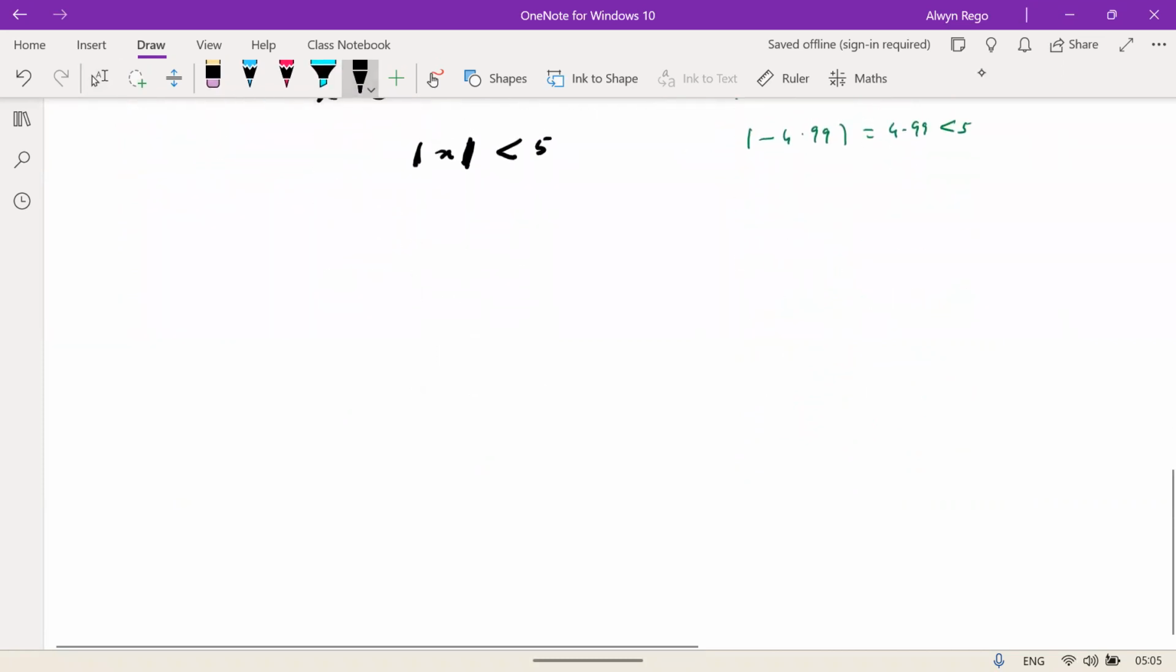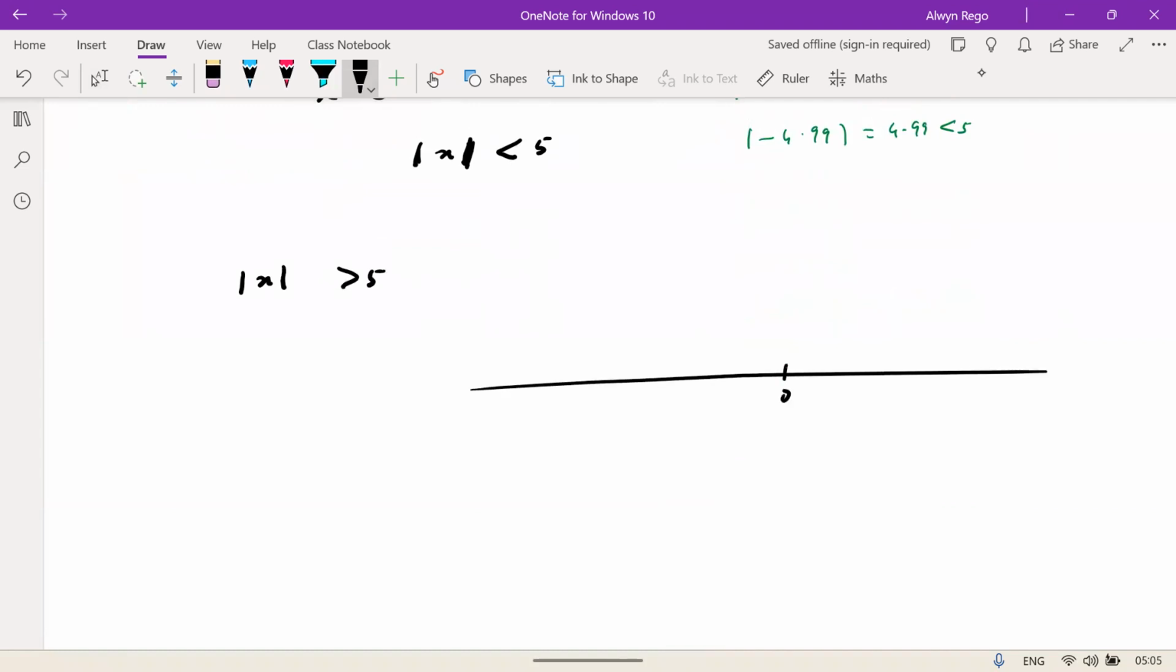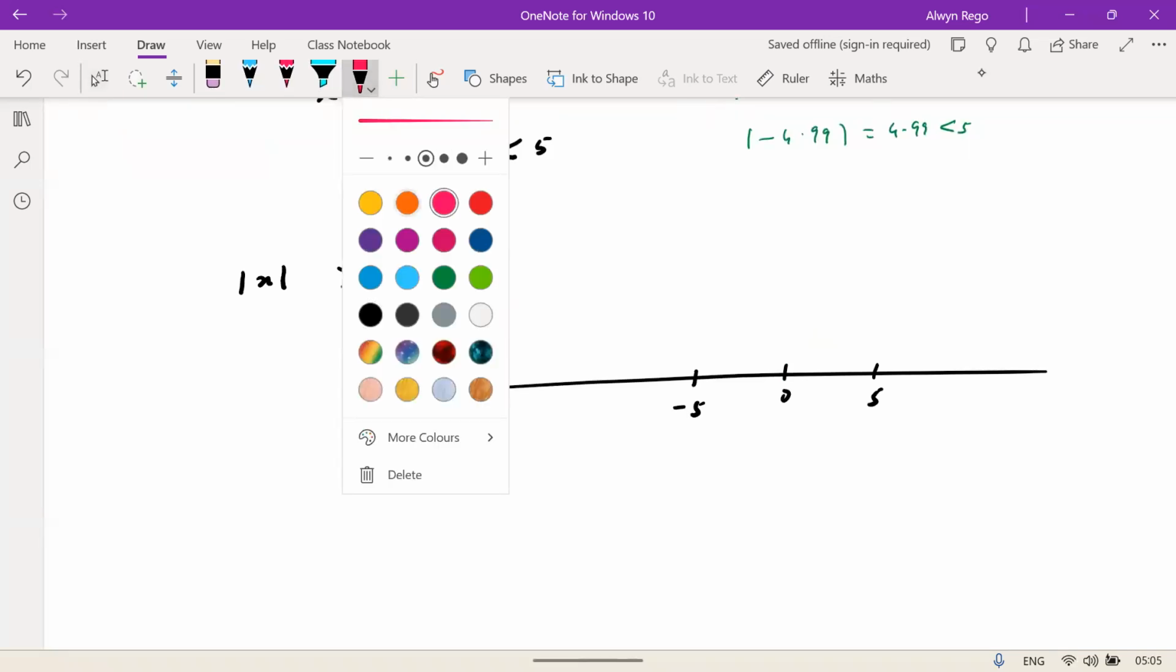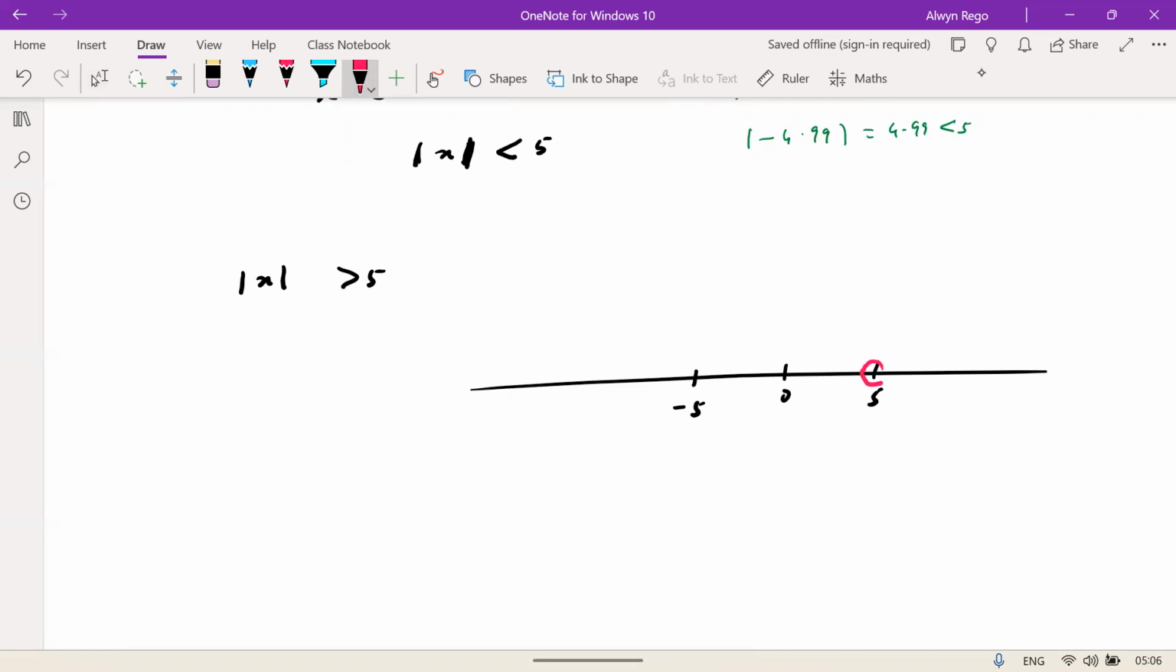Now coming to absolute value of x is, let's say, more than 5, for example. So this is 0, this is 5, this is -5. What are the values of x which enjoy the absolute values to be more than 5? Obviously, the number which is more than 5 will have absolute value more than 5.